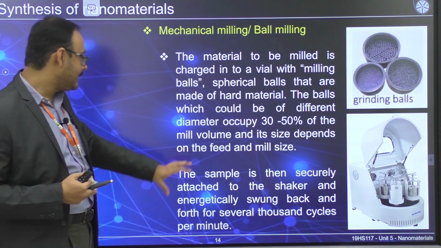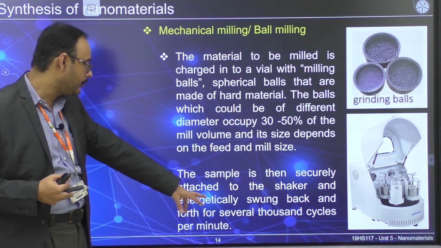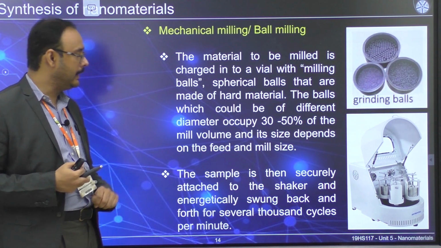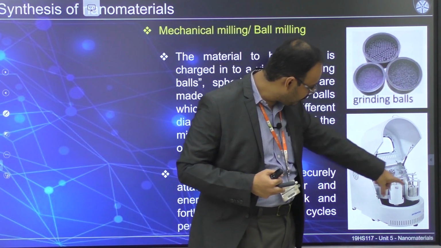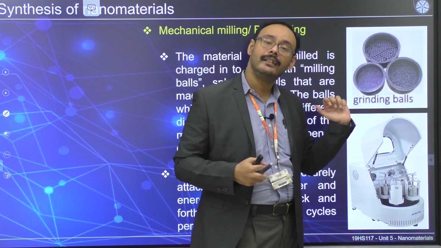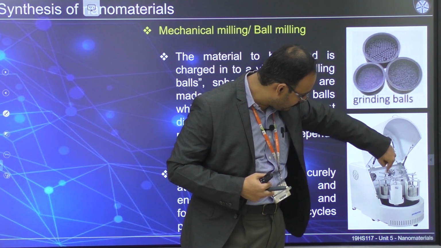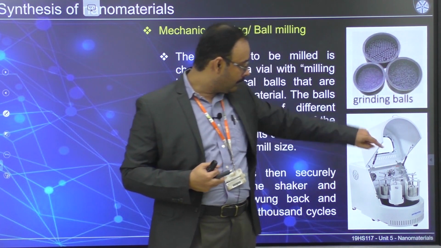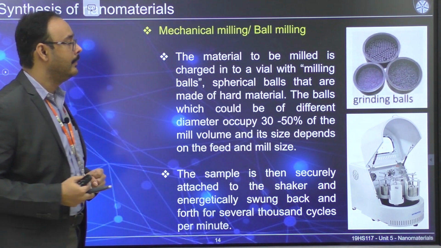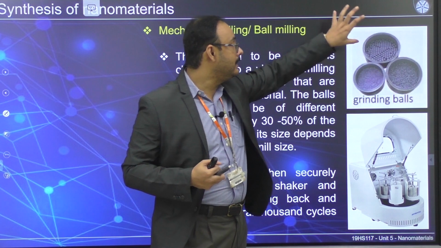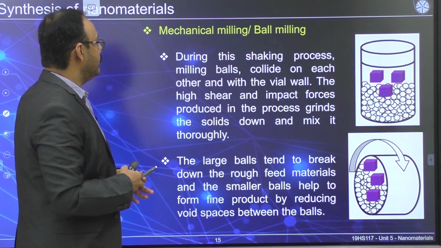The sample is then securely attached to the shaker and energetically swung back and forth for several thousand cycles per minute. So once you put your material into one of these shakers, close the lid, and you start rotating. Once you rotate, it will rotate like this. As I said, once it starts rotating, you are going to get collisions between these balls and your bulk material.